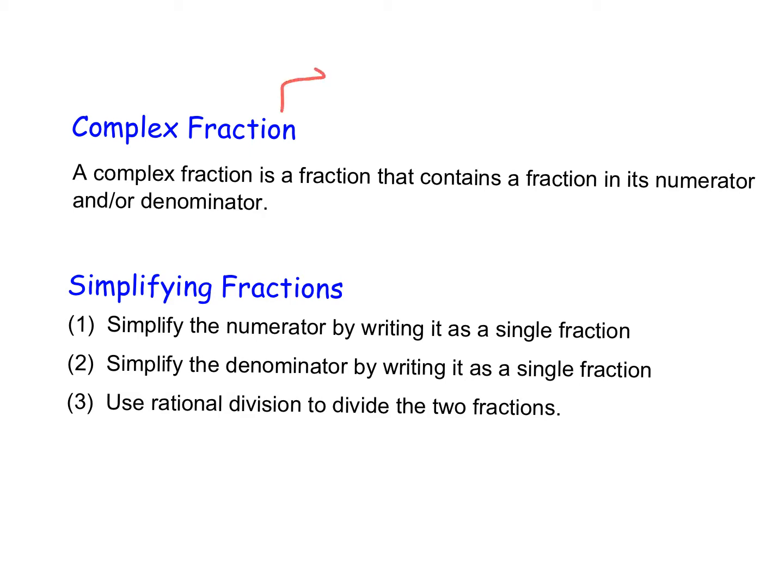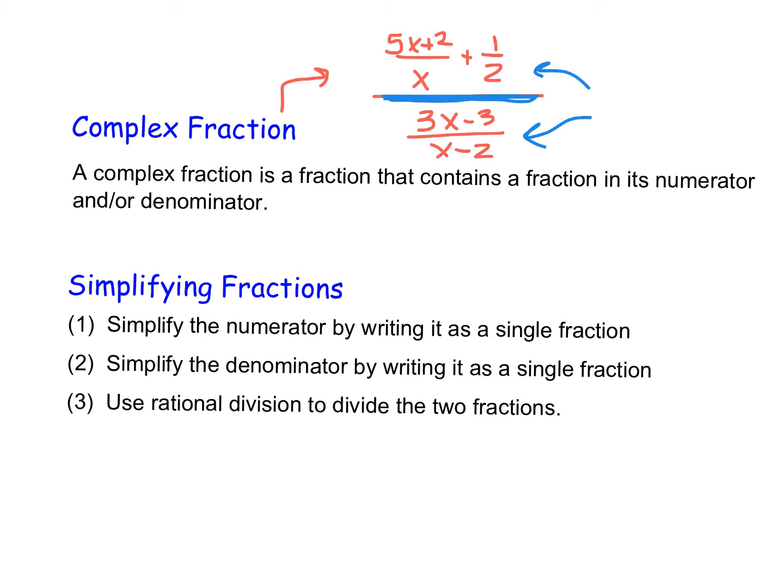So an example of a complex fraction might look something like this. So it means we might have something like 5x plus 2 over x plus 1/2 over 3x minus 3 over x minus 2. So if you look at this, you'll notice we have fractions within a fraction. We have a really big fraction here with the large separation, but then we have little mini fractions inside of the numerator and/or denominator. So that's what a complex fraction looks like.